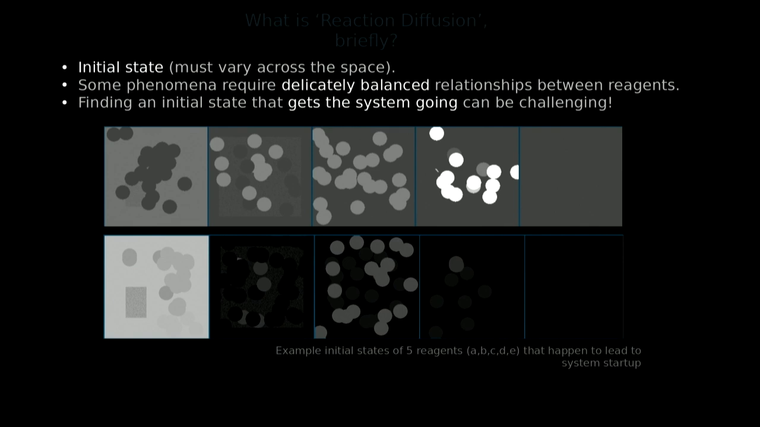So the other thing you need to get going with reaction diffusion is an initial state for all the reagents. If you start from constant, it will never do anything. So a lot of initial states will be things like different ranges of random numbers and that kind of thing. But in Ready, you can also just paint on the different reagents to try and get the simulation going.